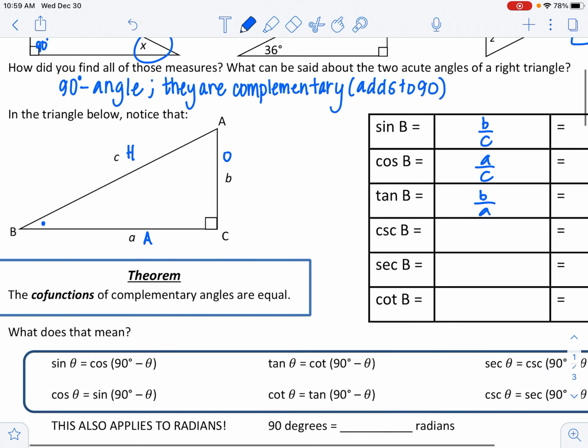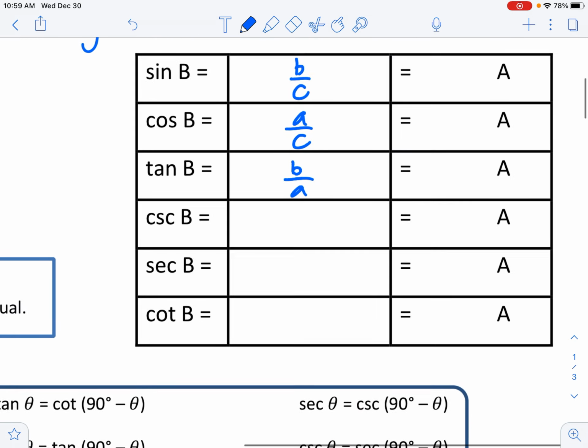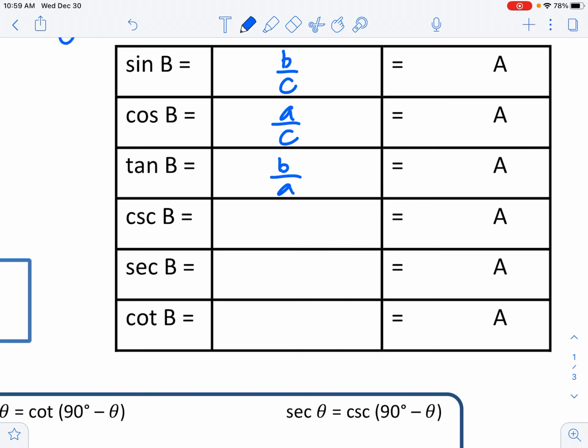And then I have cosecant, secant, and cotangent, which are all, remember, just the reciprocals of sine, cosine, and tangent. So sine and cosecant are reciprocals, so I'm just going to say this is c over b. Secant's the reciprocal of cosine, c over a. And cotangent is the reciprocal of tangent, so I'm going to say that's a over b.